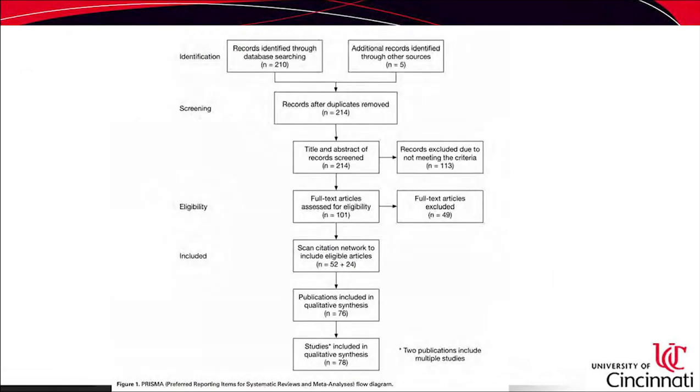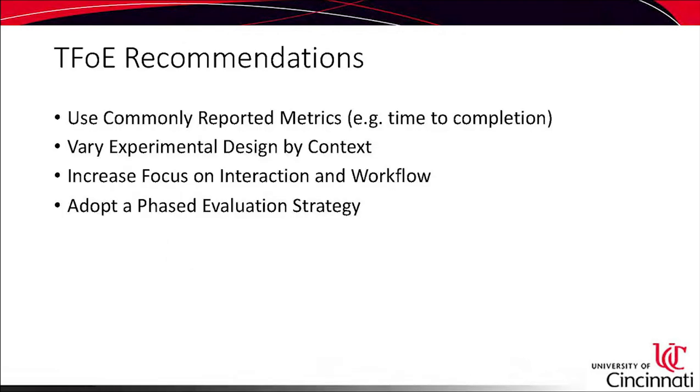This is just a PRISMA flow. We have 200 papers, all reviewed by 2 of the 16 people with that assignment, achieving reasonable kappa. At the end, we have 78 papers to summarize. So really the meat is these 4 things. One is to use commonly reported metrics. It's obvious that if you use different sets, then the results are not that comparable. Although there's no given list right now for you to pick and choose, so that may be follow-up work on this. Vary the experimental design by context, right?